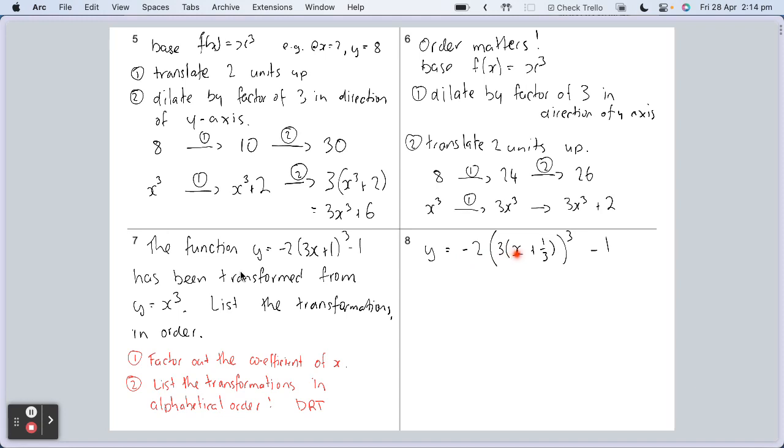If I put any value of x in here, it will give me a value for y which is exactly the same as this. So these rules are equivalent. Okay, so I do that first.